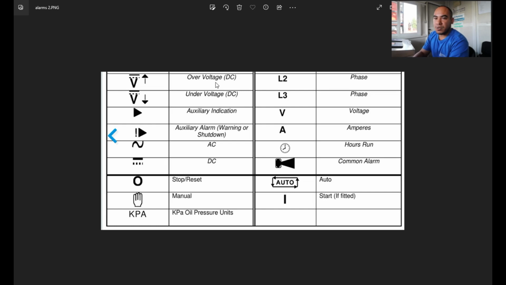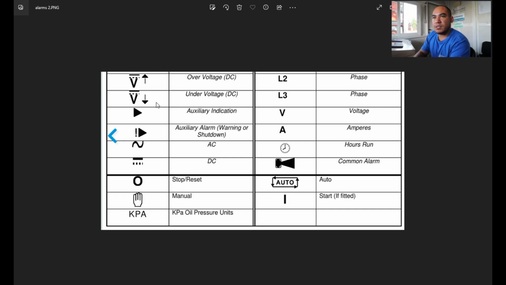It should be matched to your battery and your voltage output for your charging alternator. So next is DC under voltage. If you see the symbol with an arrow down, this one is under voltage. Under voltage commonly pops up on your module if the voltage of your battery is low or the charging output of your alternator is low, it cannot charge. So it pops up as under voltage DC.